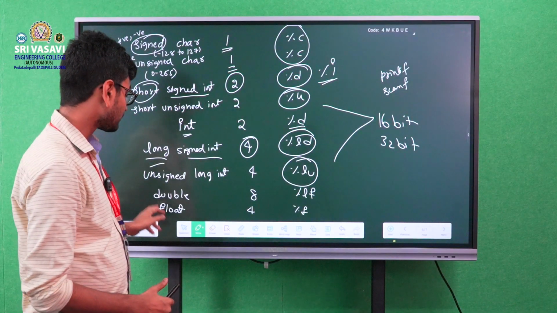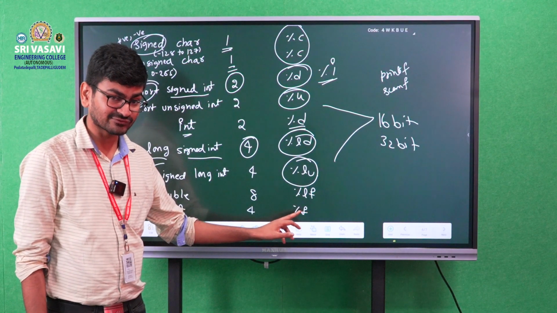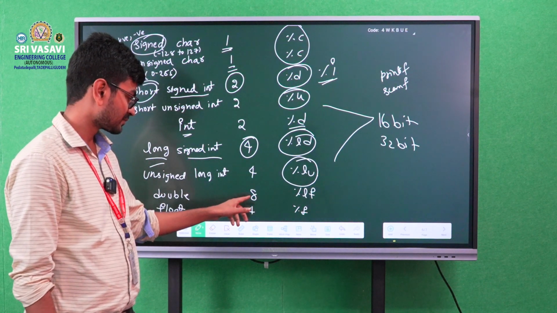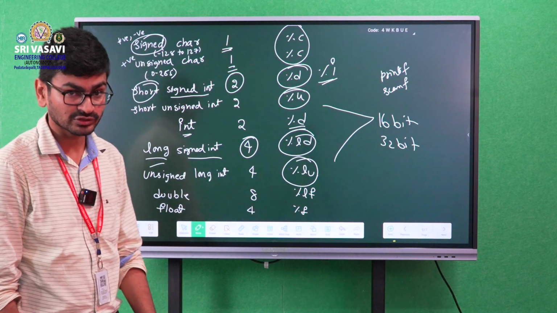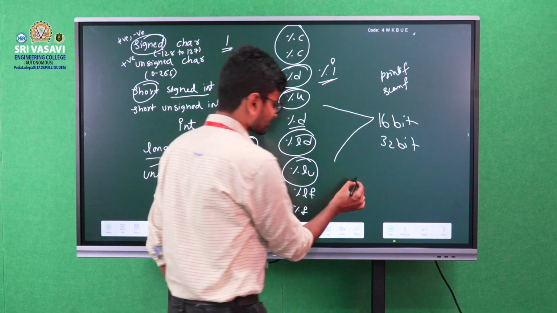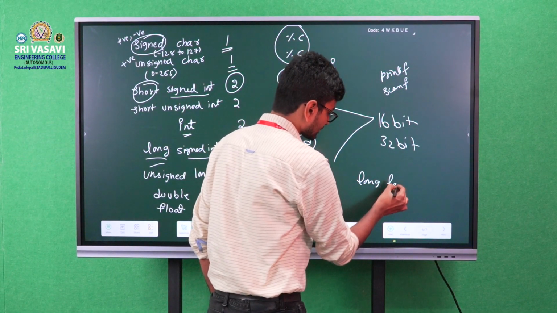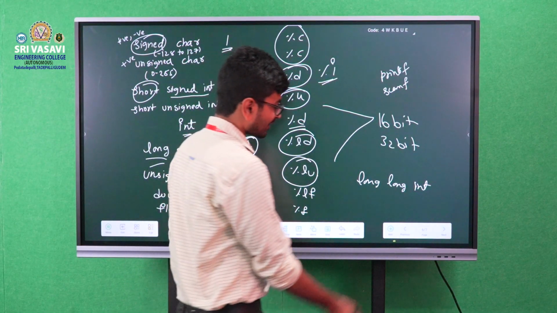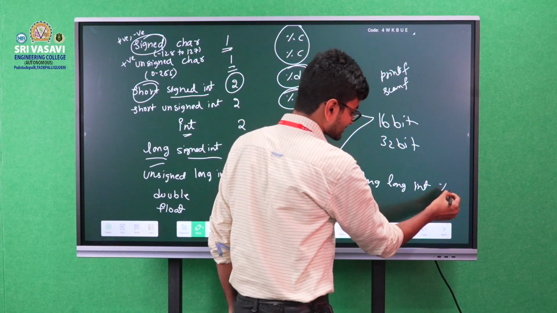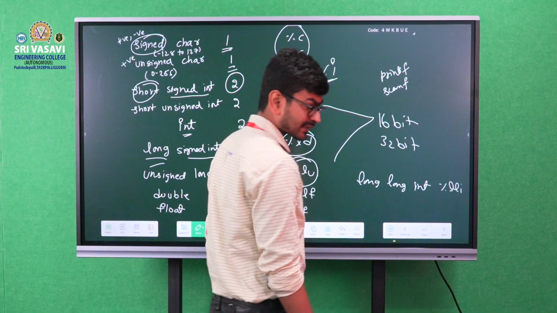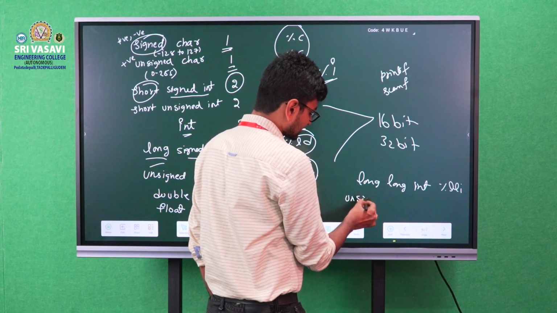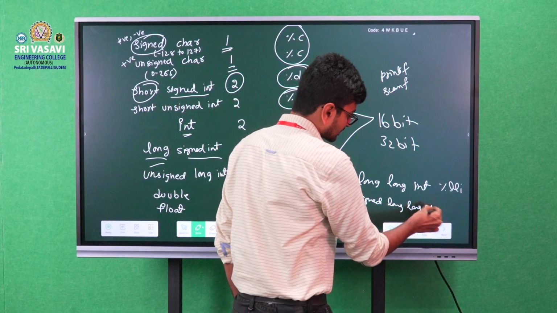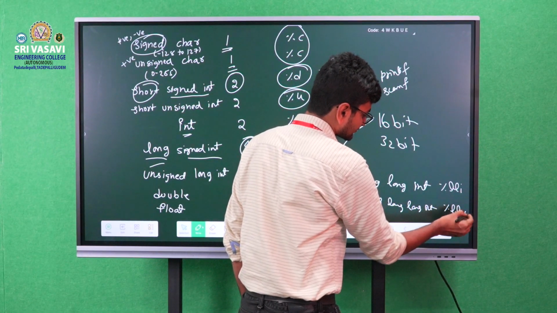Float means 4 bytes, so %f can be used, and double means %lf can be used, with a size of 8 bytes. And there are other data types as well. Long long int, where we can store more bytes, has the format specifier %lli, and for unsigned long long int, the format specifier is %llu.